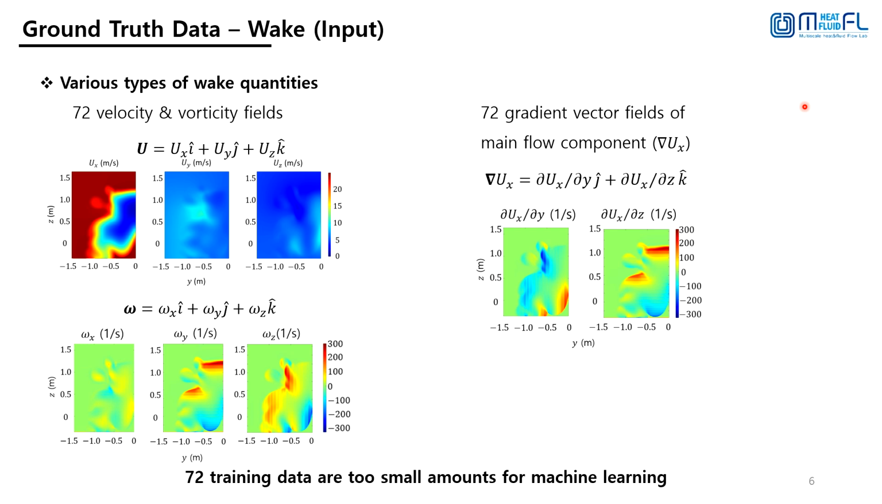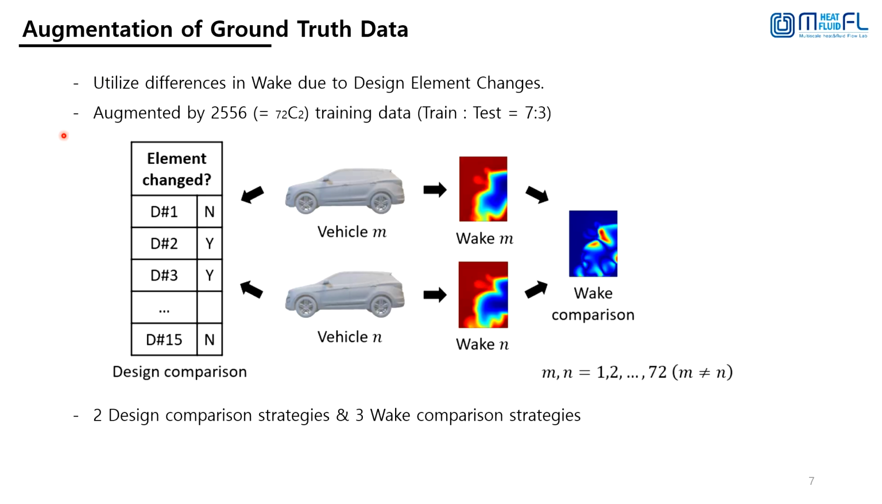However, training an AI model with just 72 data is challenging, as meaningful models typically require thousands of training samples. Here I propose a strategy to augment the training data. My main focus is on the variations in wake patterns due to design element changes rather than the absolute values themselves.